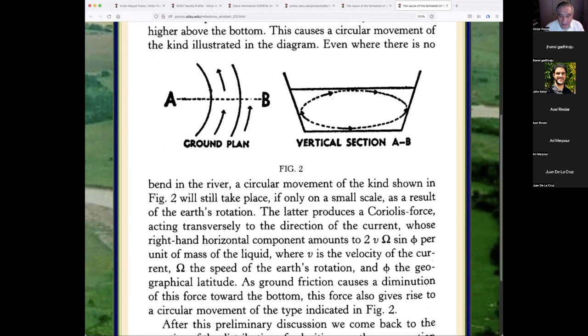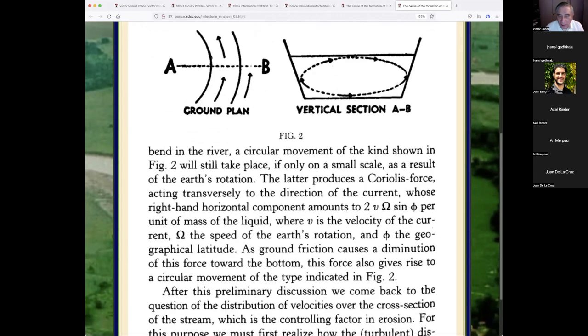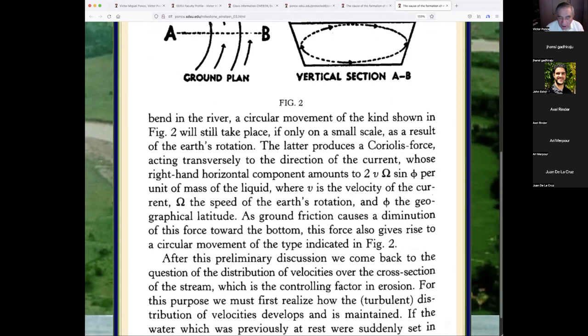Okay. It says the latter produces a Coriolis force acting transversely to the direction of the current, whose right-hand horizontal component amounts to 2V omega sine phi per unit of mass, etc. I'm not going to get too much into the mechanics, but what I want to say at this point is that the Coriolis force is related to the gradient in forces that occur because the world is round and it is rotating. And all these rivers that we are analyzing are just kind of hanging out there on the surface of the Earth. And the Earth's moving. So there's got to be some relation between the movement of the Earth upon its axis, 24 hours for a full rotation, and the objects right on top of the Earth. And these are the rivers.